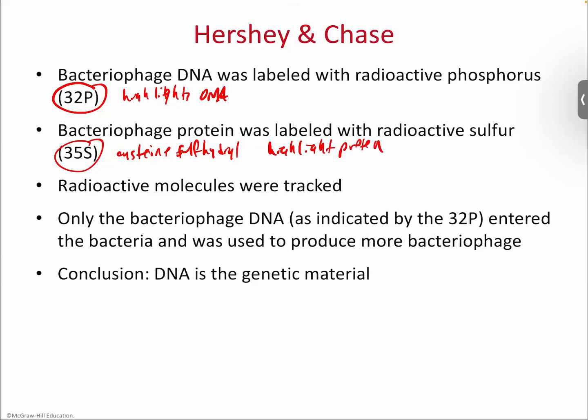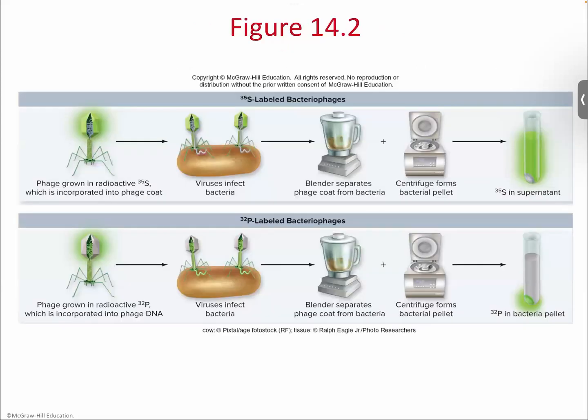Then they tracked the radioactive molecules and asked the question, what's inside with the phenotype? The answer is the genetic material is inside. Well, what is it, the protein or the DNA? And that's basically where they come in.